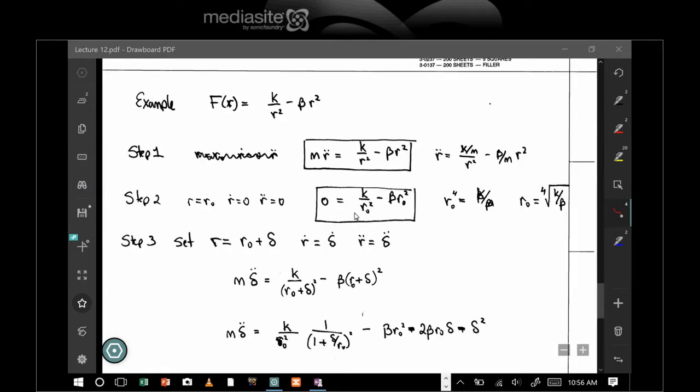Now we'll do this in class, but one thing that people have trouble with in doing this is the Taylor expansion part. So I think the more practice, the better.